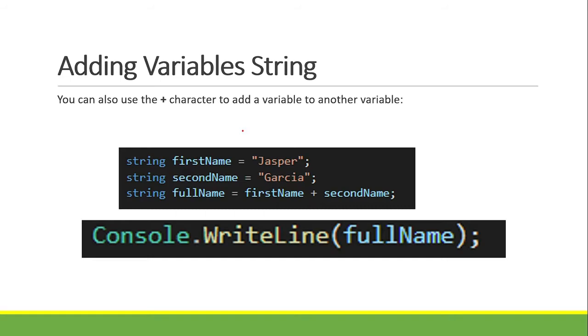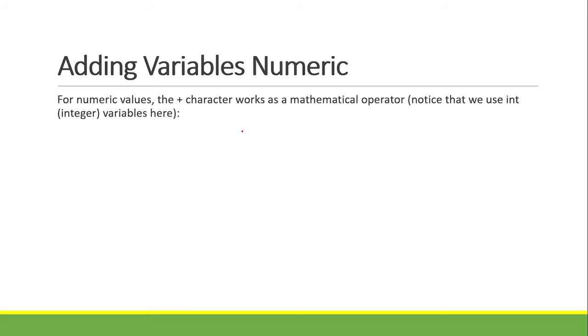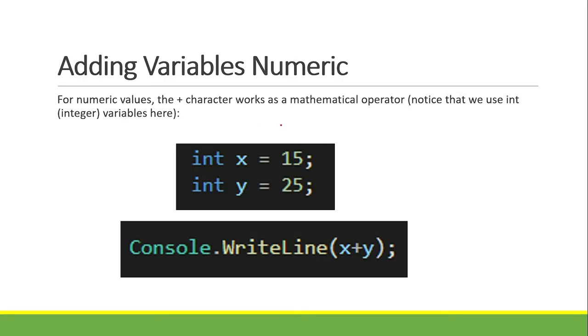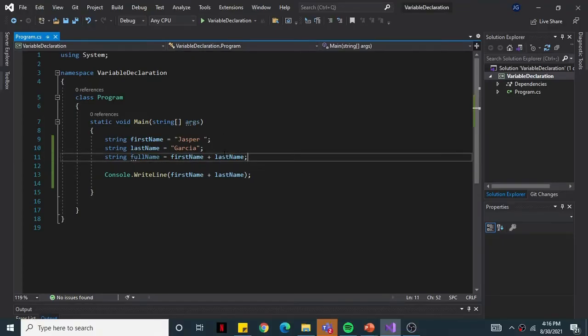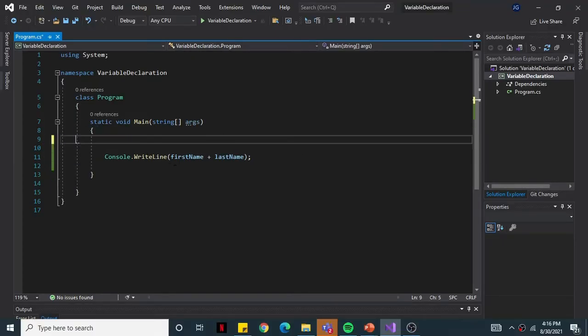Let's now continue sa adding variables kapag naman numeric. So, kapag numeric, for numeric values, the plus character works as mathematical operator. Ibig sabihin, ginagamit na natin dito yung integer na variable type and then gumagamit rin tayo dito ng plus para pag-add yung value. Parang 1 plus 1 lang. 1 plus 1 is equal to. So, let's declare integer ngayon. Burahin ko na ulit siya. Burahin ko rin muna yung laman, i-console natin.